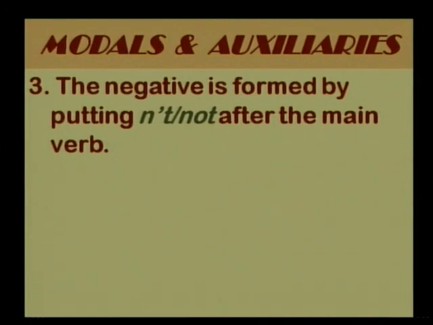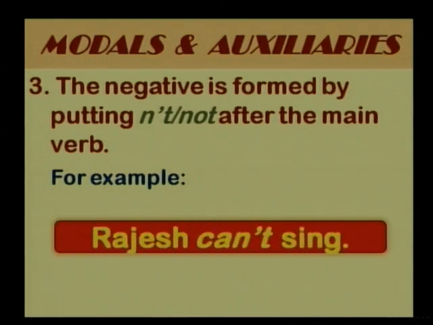Let us see an example. Rajesh can't sing. Alright, Rajesh can't sing. What did I use? I used the n apostrophe t. This is how you make the negative. This is rule number 3. I hope the rules are becoming a little clear. Let's come to rule number 4.